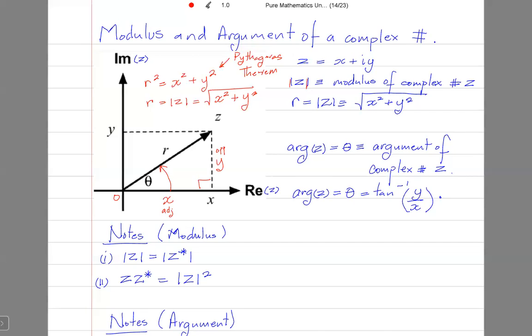Any problems so far? Do you mind going over that one more time, please? Which part? Describing how we get by tan inverse.